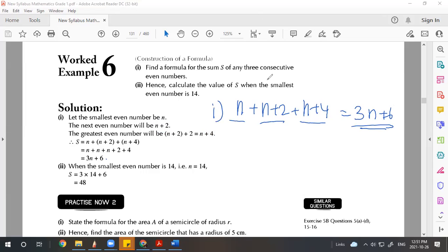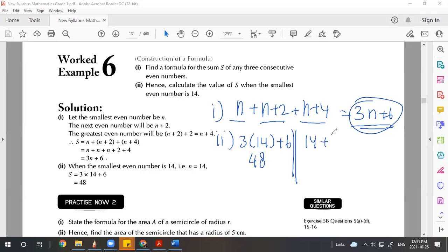Part 2, hence calculate the value of s when the smallest even number is 14. So you change the n by 14. It has to be ada dua cara. Yang pertama, you masukin 3 times 14 plus 6, you get as given in question. Or yang pertama kan dikasih tahu 14. So boleh nggak 14 plus 16 plus 18? Boleh juga. 30 plus 18, 48.